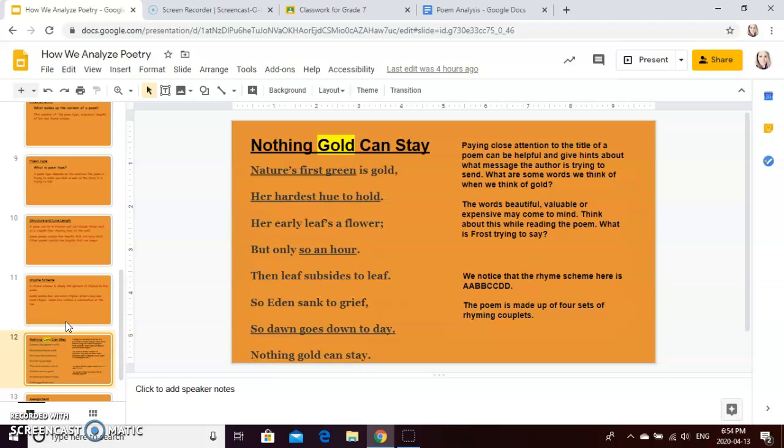So, if we look at the content, a really good hint as well, grade 7s, is to usually look at the title of a poem, because sometimes the title itself actually gives hints to some of the meaning of the poet's words as you begin to read. So I have up here, paying close attention to the title can be helpful, and it can give hints about the message the author's trying to send. So what are some words that we think of when we think of gold? Some words that might come to mind are beautiful, valuable, expensive.